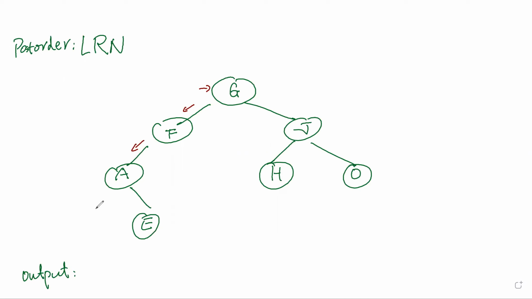Print A. Think about it. Still E. Go to the right though. So now we reach A. Now we are here. Regarding this one, then what do you do? You go to left. Left is empty. Then what? Left, empty. Then what? Print right.